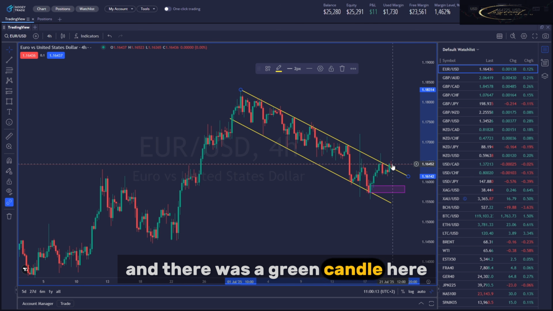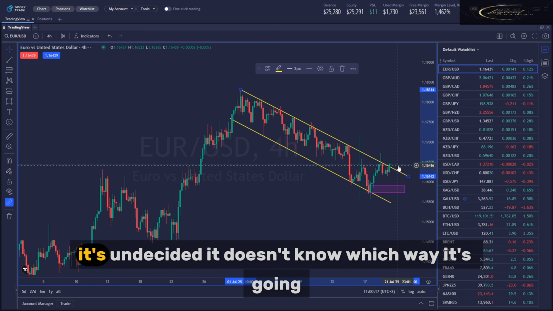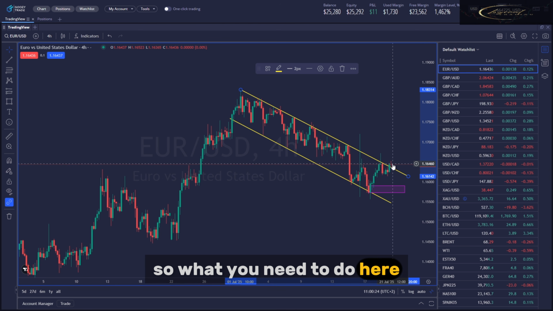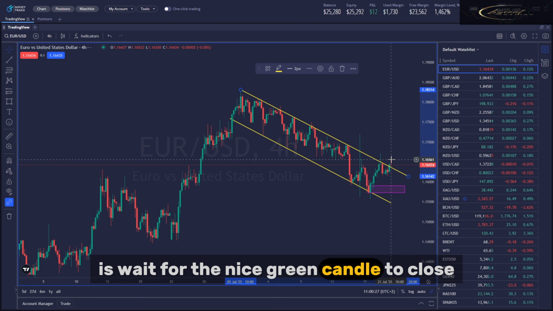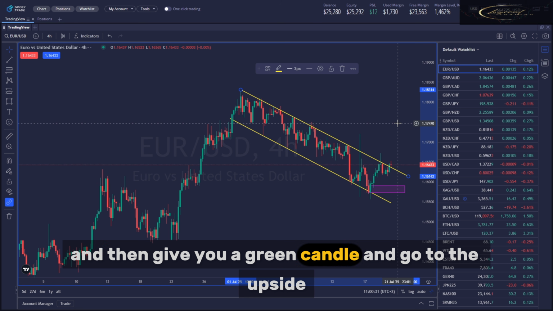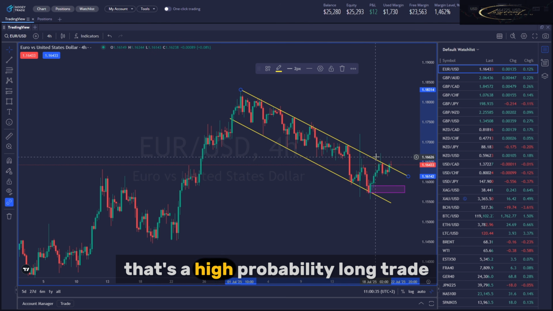And there was a green candle here, but guess what this green candle's doing? It's messing around, turning red and green. It's undecided. It doesn't know which way it's going. It has broken the structure slightly. So what you need to do here is wait for the nice green candle to close, or wait for it to retest and then give you a green candle and go to the upside. That's a high probability trade. That's a high probability long trade.